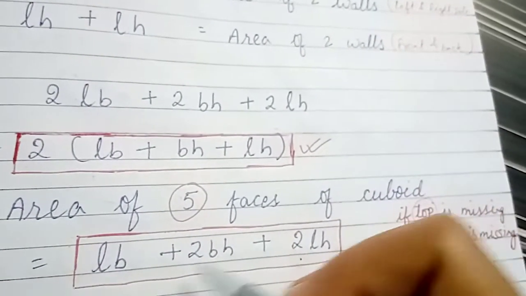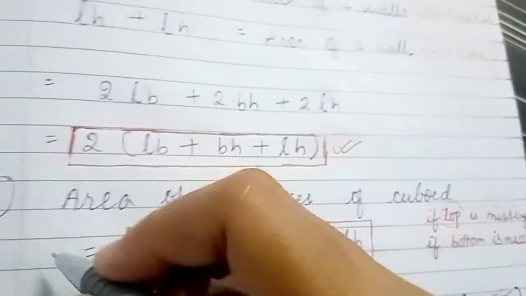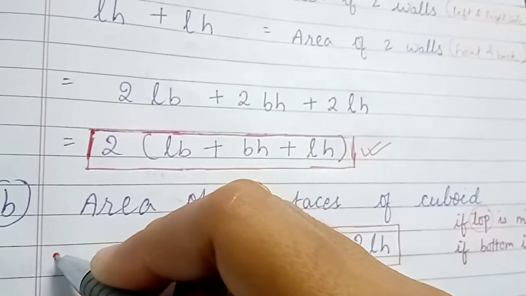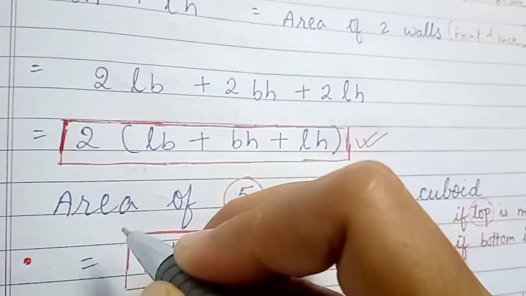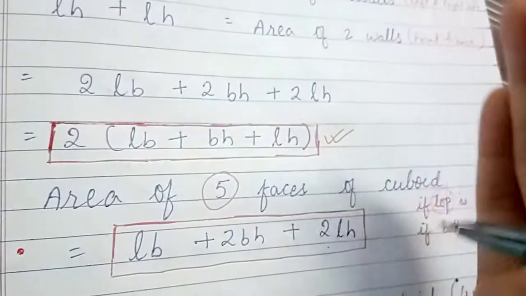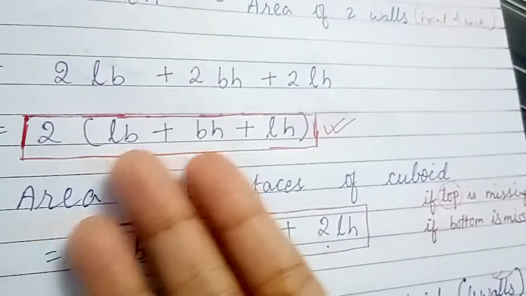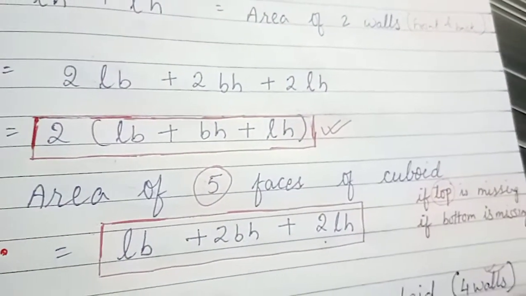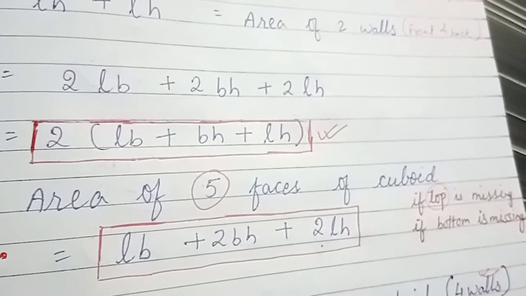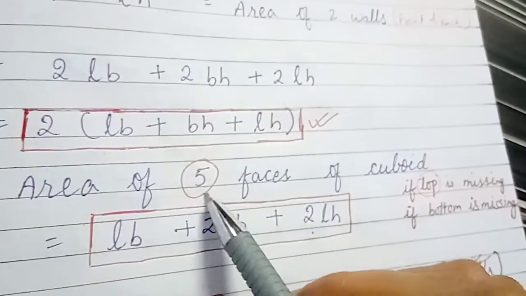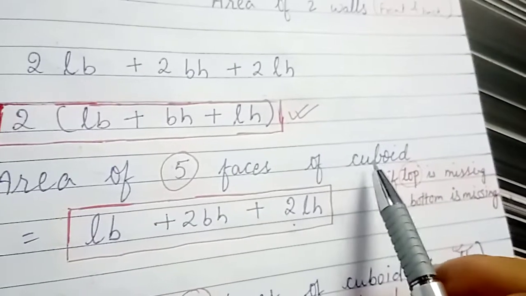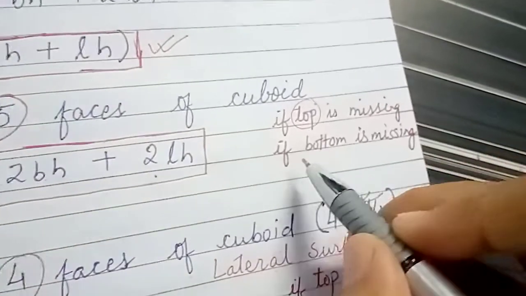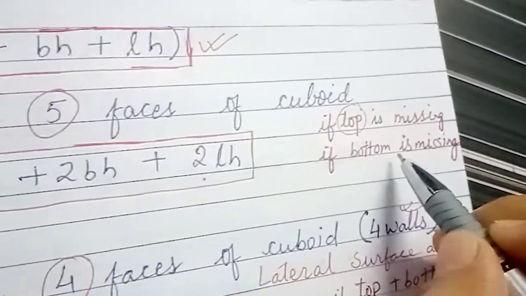Suppose top is missing, in any situation like a swimming pool. In a swimming pool all the 4 walls are there, the bottom is there, but from the top it is not closed, so it has only 5 faces. So swimming pool is an example of a cuboid having 5 faces only. And in some cases bottom is also missing.